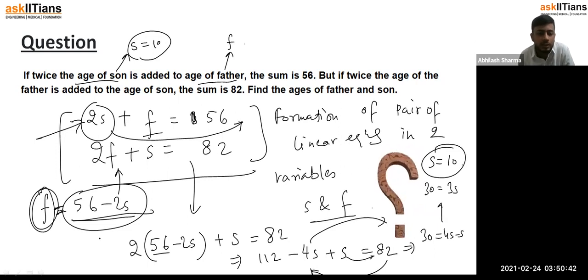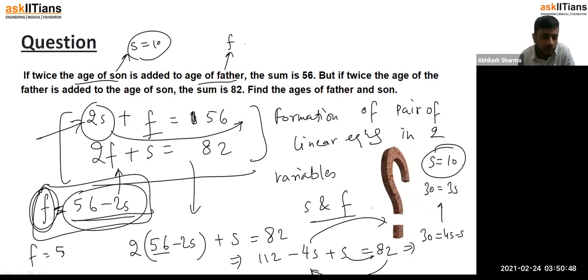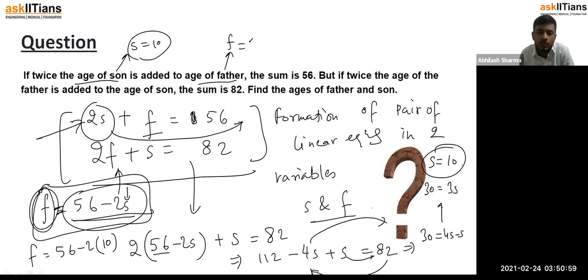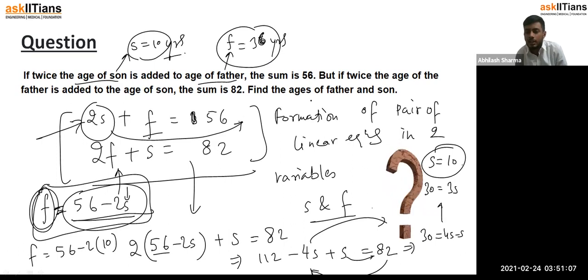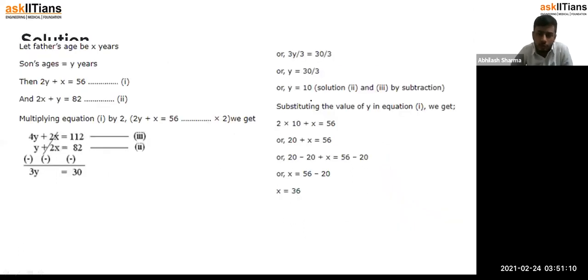Now how will you find father's age? Just substitute in this equation. So F will be equal to 56 minus 2 into S. What is the value of S? 10. I have just put the value of S. So this is coming out to be 36. Correct? 56 minus 20 is obviously 36. So 36 years will be the father's age, and 10 years will be the son's age, which will be our correct answer, as given in the solution as well. So the same equations have been formed, and then we solve them to get father's age as 36 and son's age as 10 years, right?